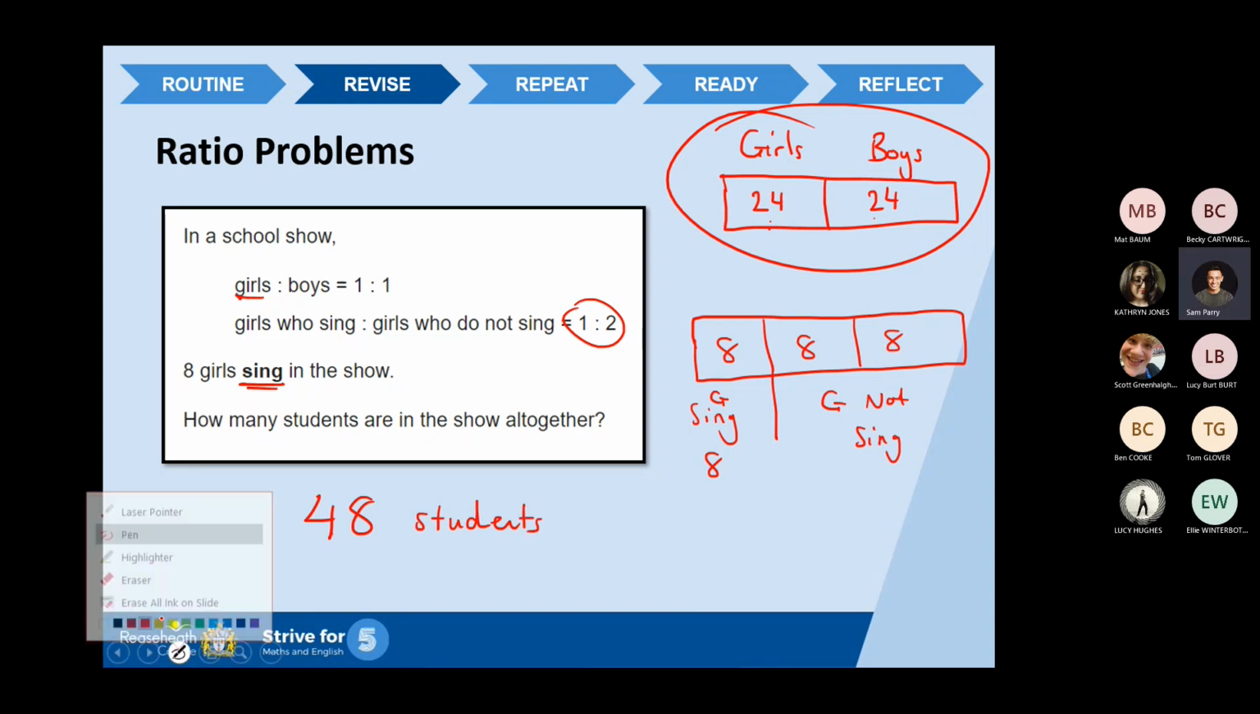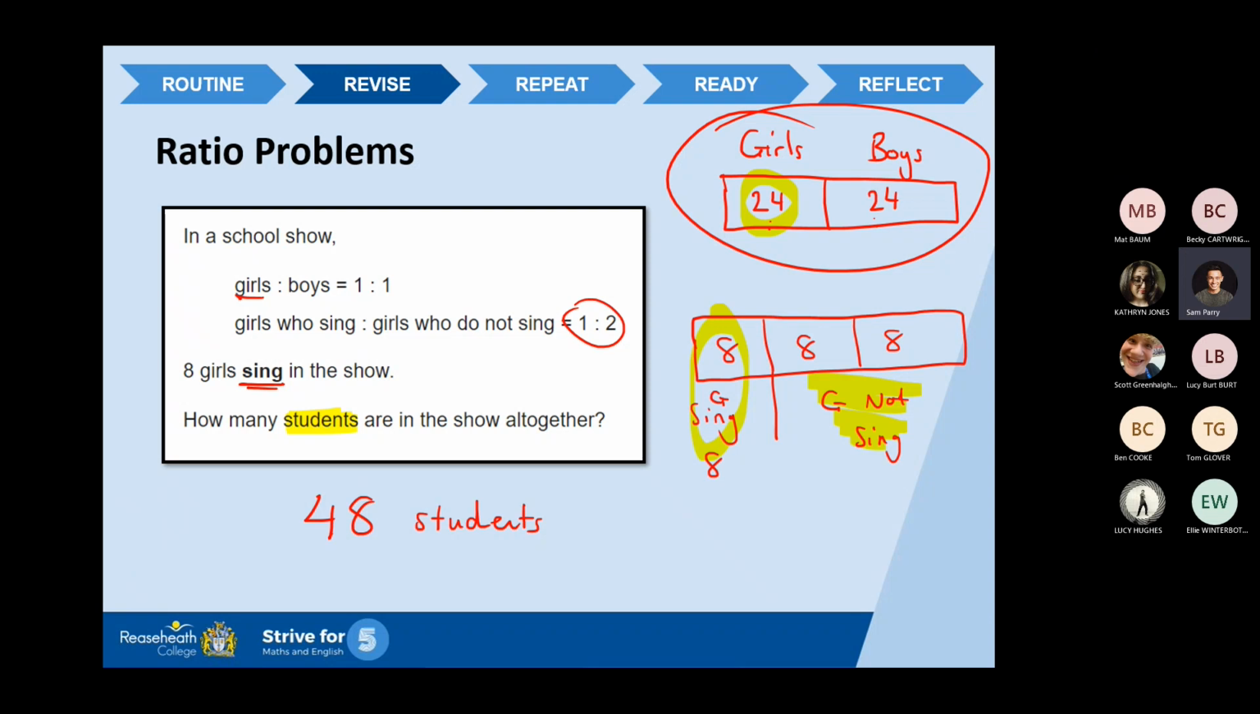So you can see there, I started with 1 ratio and 1 part of the ratio. It allowed me to work out the other bit. They gave me information for all the girls, which then told me how many boys there are. And granted, there's no elephants or anything like that in the show. There's just 48 students. Happy days.